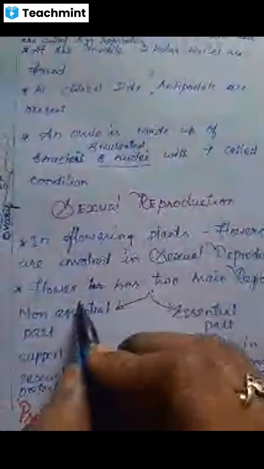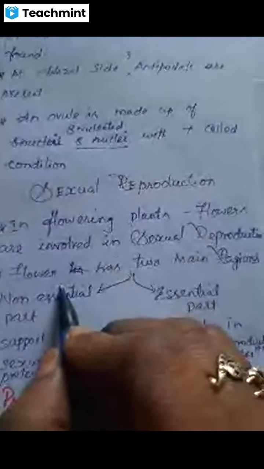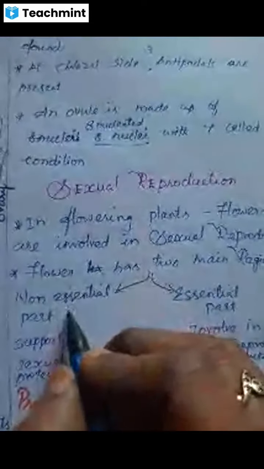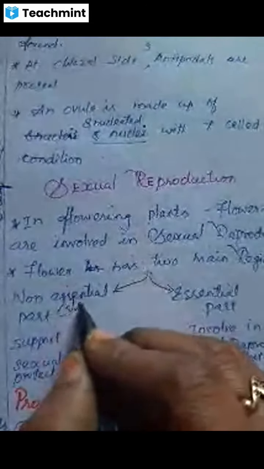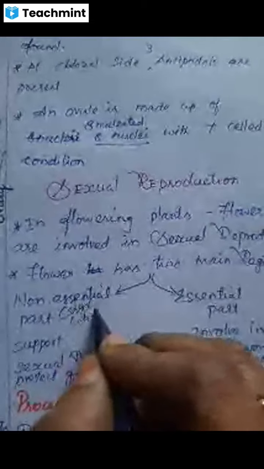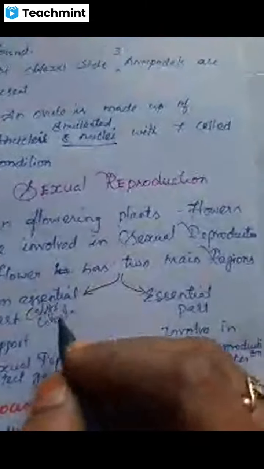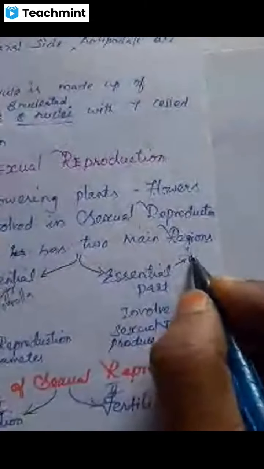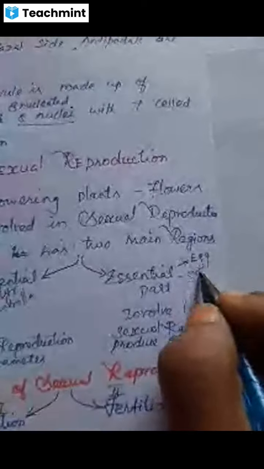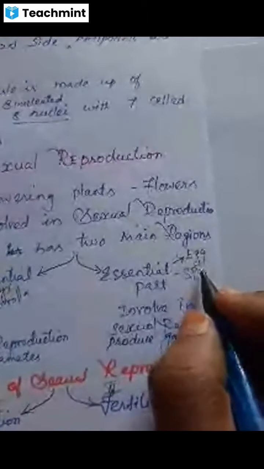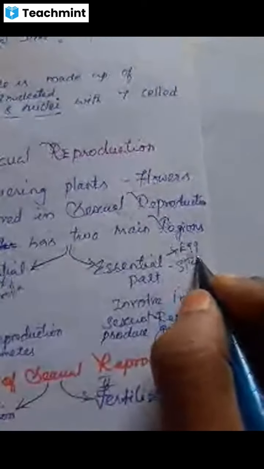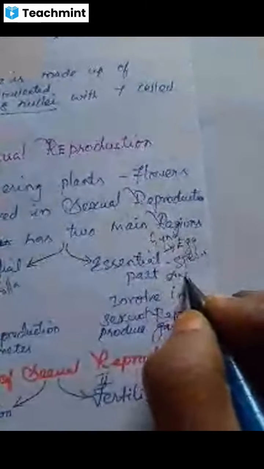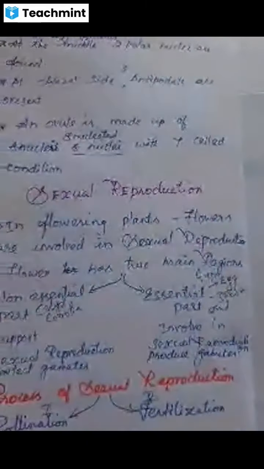Yesterday we discussed the non-essential parts of the flower, which only attract insects and protect the flower. They are the calyx and corolla. What are the essential parts of the flower? The androecium and gynoecium, especially the male and female gametes, are the essential parts of the flower.